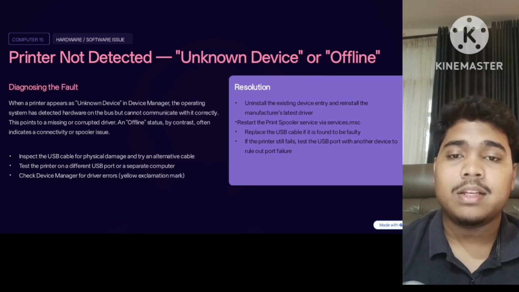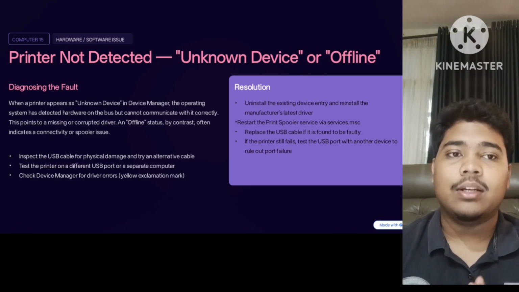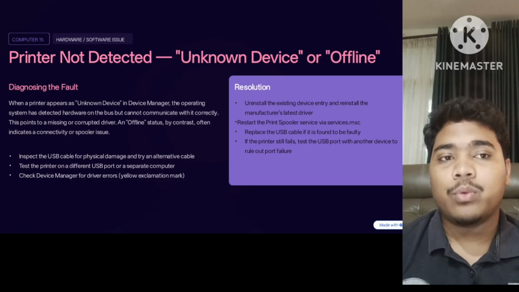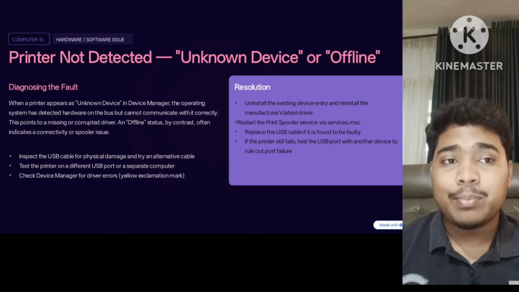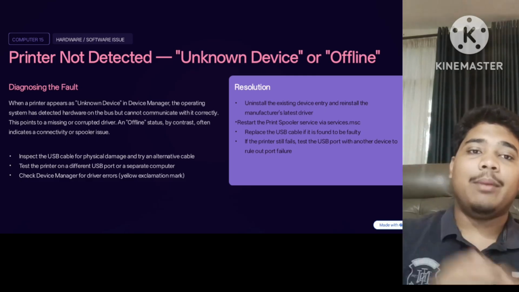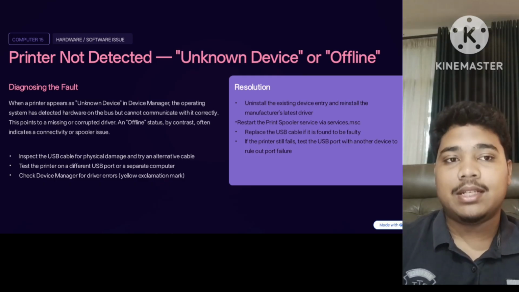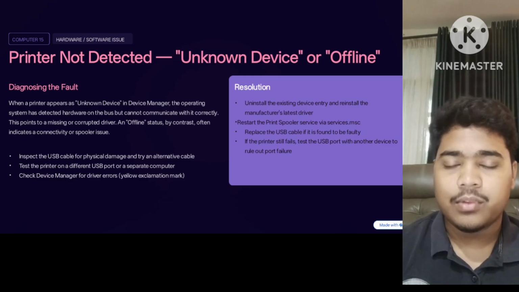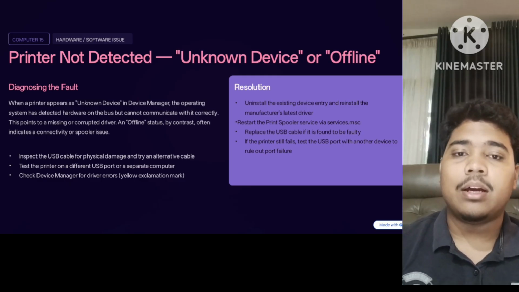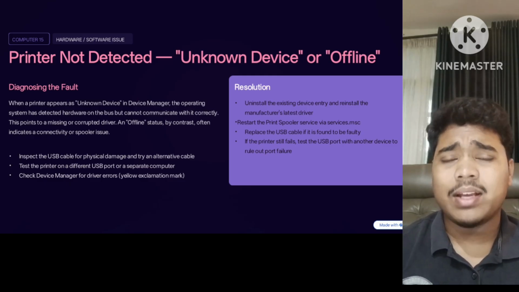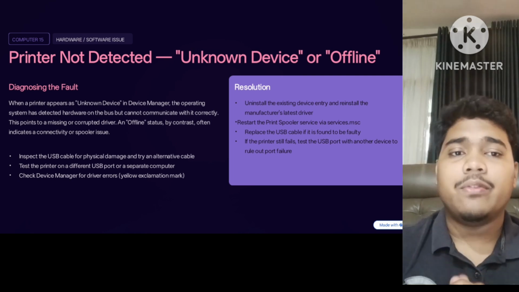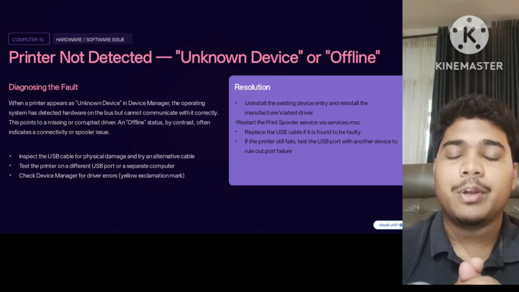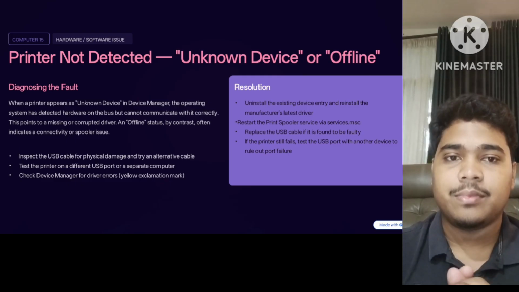The first symptom is known as unknown device error, where the Windows Device Manager shows the printer as an unknown USB device or displays a device descriptor request failed message. This means the system cannot properly identify the printer. For the second symptom, the printer appears to be offline in the Devices and Printers section, even though it is connected. This indicates a communication problem between the computer and the printer.